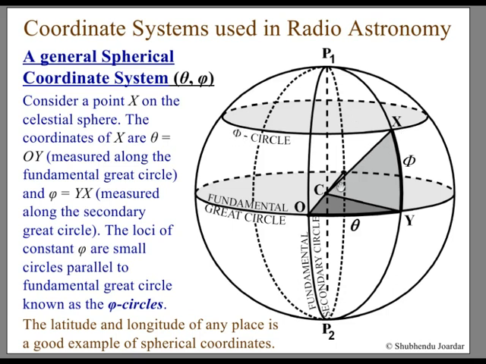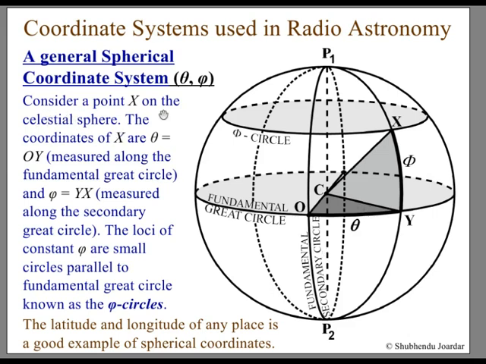Now here, if you have a star or something like that positioned at x, then you will require this phi along this direction. This angle is phi, and you also require this angle. This is theta. So with these two, you can say that the object is located at phi equal to this much and theta equal to this much.